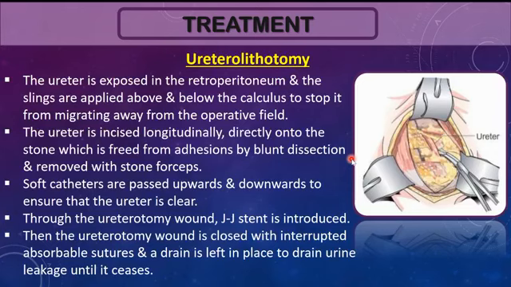A soft 5 or 6 French catheter is passed upwards and downwards to flush the ureter and the pelvis, to ensure there is no other stone. The patency is okay. Then return the ureter to the wound. Introduce a JJ stent. After that, the ureteric wound is closed with interrupted absorbable sutures. A drain is left in place to drain urine leakage until it ceases.